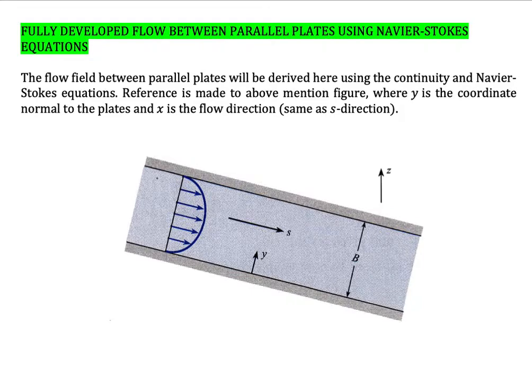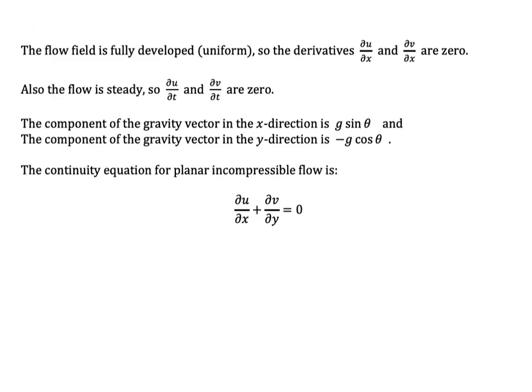So the idea is simple. Once we try to develop the equation from the Navier Stokes equation, I just list down all the assumptions here. So first, because it is fully developed, the derivatives du/dx and dv/dx are equal to 0. And then because it is a steady flow, du/dt and dv/dt are 0.